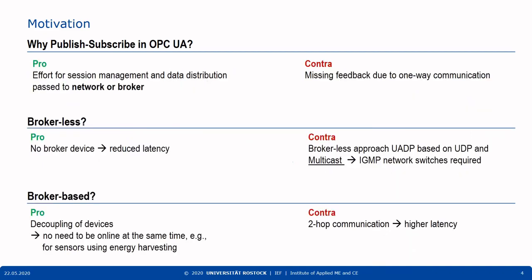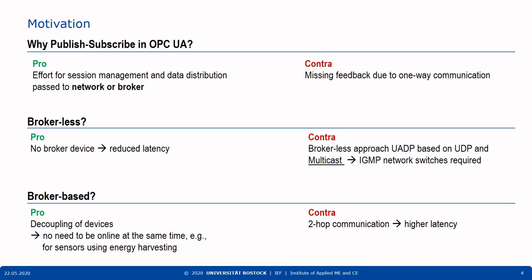So let's dive a bit deeper into the advantages and disadvantages of publish-subscribe in general. As I've explained before, the advantage is that we now shift the effort for the session management and also the data distribution itself either to the network or to the broker. The disadvantage is that we start to miss the feedback due to this one-way communication. So we also hand over the reliability check of the transmission to the network or to the broker.